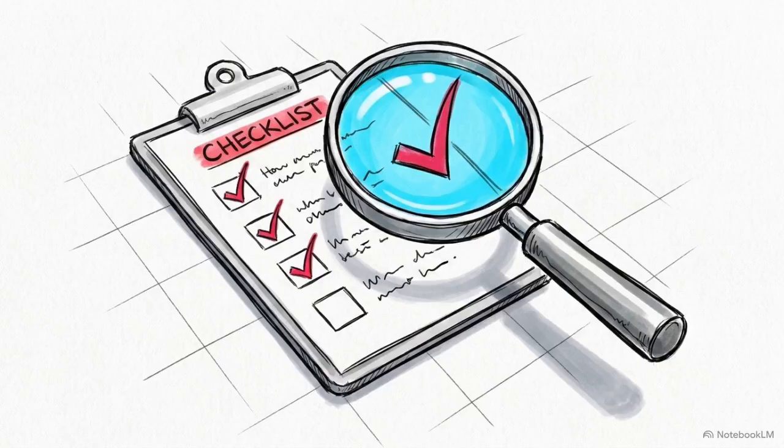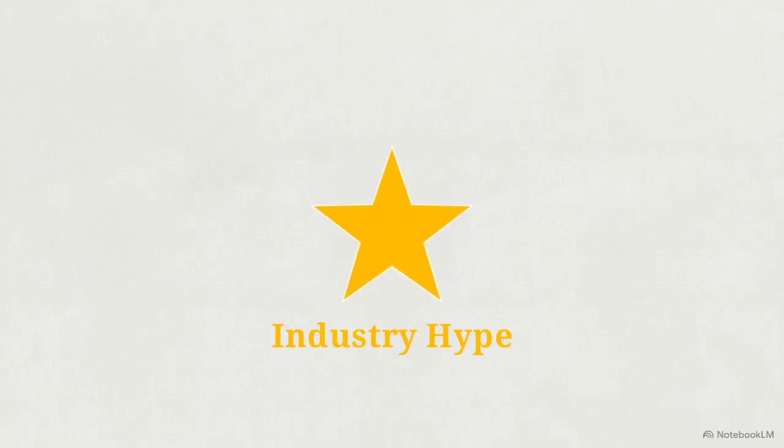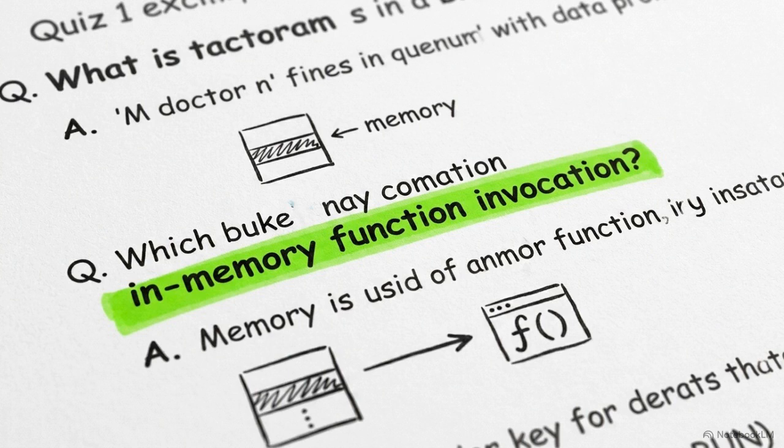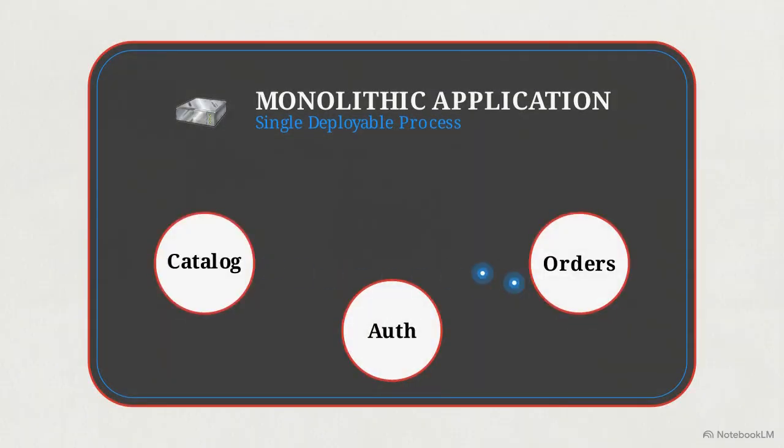Let's apply this to the IT 7014 exam. Professor Faustino builds his test questions to see if you can spot the misapplication of architectural patterns based on industry hype. Take question 1. The prompt describes an application built as a single deployable unit, where internal calls are in-memory function invocations. That strict mechanical detail is the definitive identifier for a monolith. There is no network overhead.